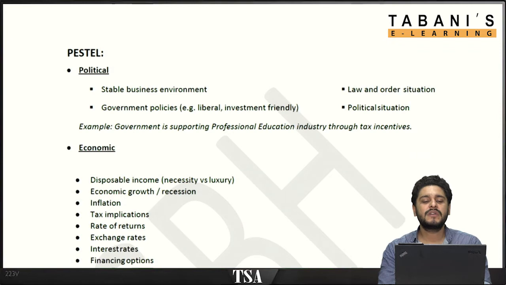For example, the government is supporting professional education through industry through tax incentives. The government is saying that if you are about to teach the employees or human resources that you have, and educate them along with giving them job opportunities, they will give you a tax incentive. This means that they want to create more and more job opportunities.